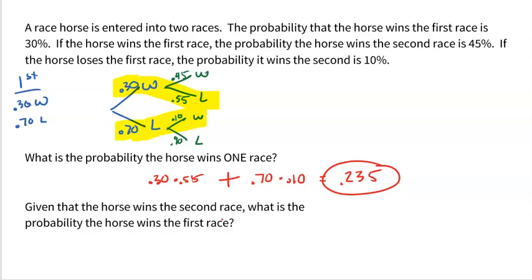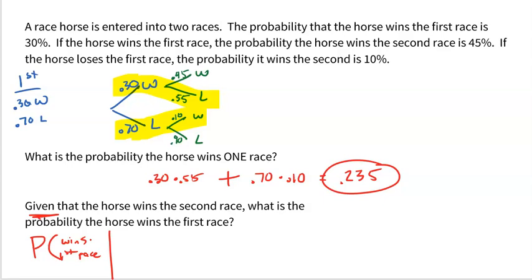All right, next question is a little bit tricky. Given that the horse wins the second, what is the probability the horse wins the first? Okay. Conditional, given. Okay, here we go. Find the probability. What does it say? It says, what is the probability he wins the first race? Probability wins first race. Sorry, my writing's bad. On the condition, it's given that he wins the second.